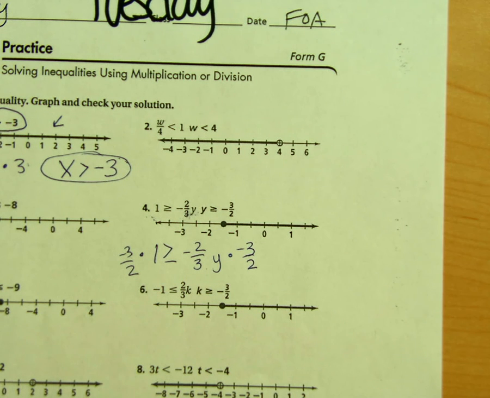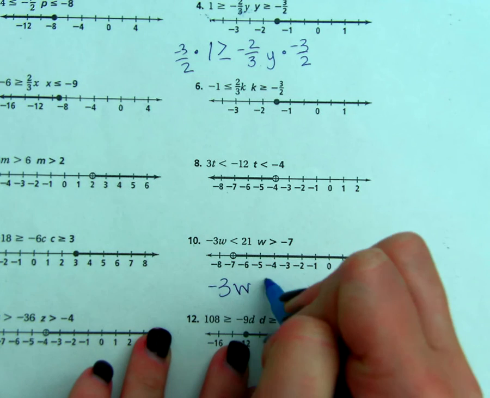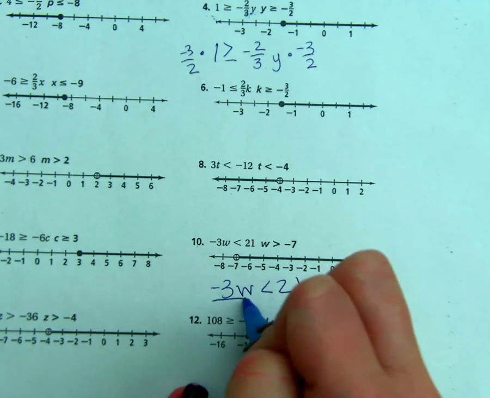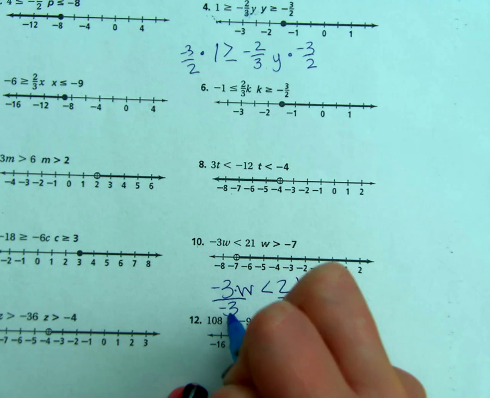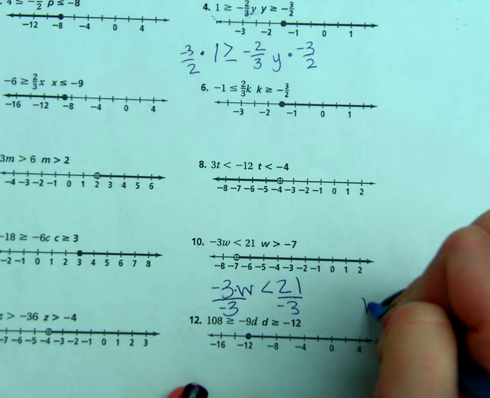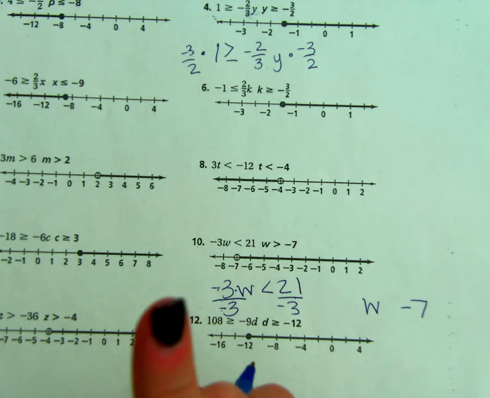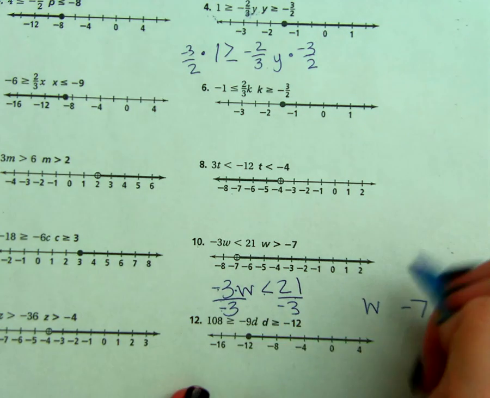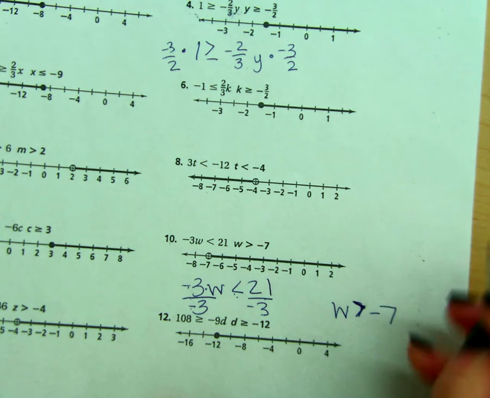And I will do one more with you. I will do number 10. We have negative 3w is less than 21. You are dividing both sides by negative 3. Because it's multiplication, you need to divide. You'll end up with w and negative 7. Please remember, when you are dividing by a negative number, multiplying or dividing, the sign switches. So instead of being less than, w is going to be greater than negative 7.